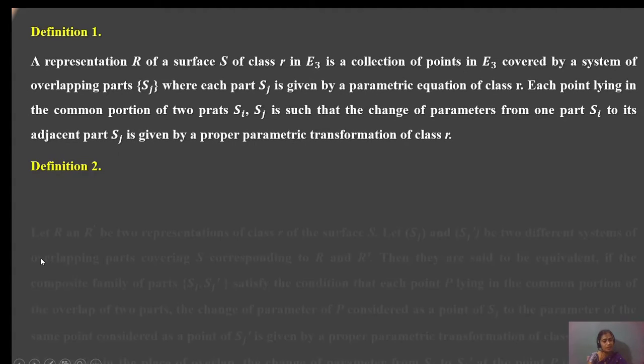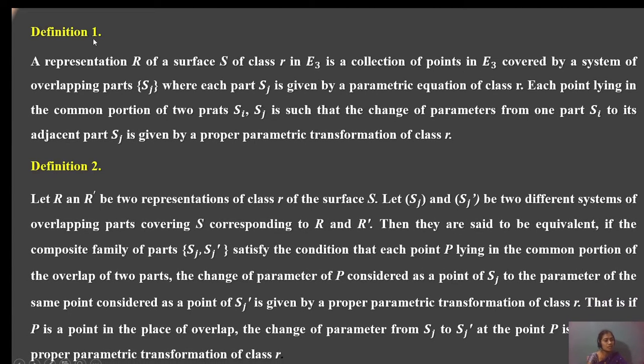Then the first definition, the representation of a surface. A representation R of a surface S of class R in E3 is a collection of points in E3 covered by a system of overlapping parts Sj, where each part Sj is given by a parametric equation of class R. Each point in the common portion of two parts Si and Sj is considered.